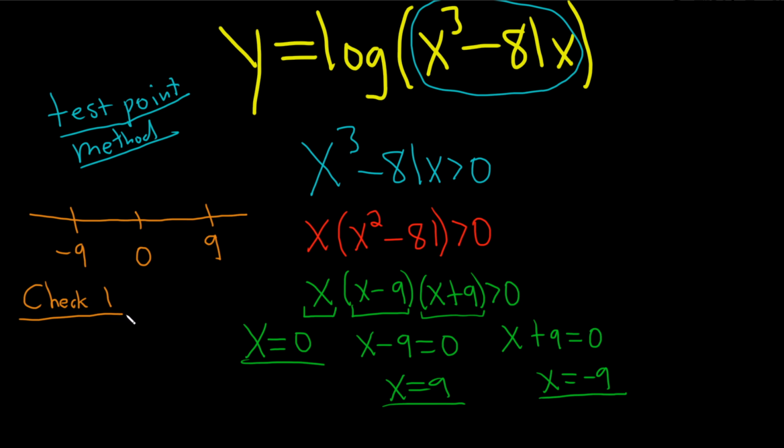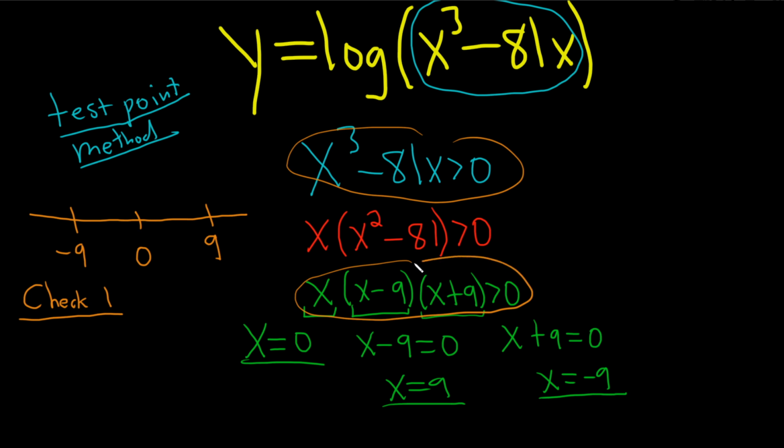You can pick any number you want. So we'll take 1. As long as it's not these, you can pick it. And you can plug it into this one or this one down here. I'm going to use the top one. So 1 cubed minus 81 times 1. And we want to see if that's greater than 0. So that's 1 minus 81. And we want to see if that's greater than 0. So 1 minus 81 is negative 80. And is that greater than 0? No way, right? No, no, no. It's not greater than 0.